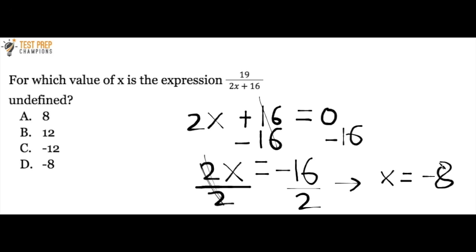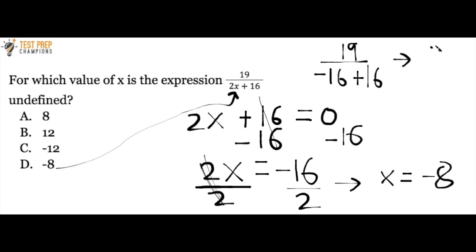And let me just explain before you get to the next question why this makes sense. Okay, if you try to come back here and you take this negative 8 and plug it into the equation here for x, all right, what's going to happen is you'll end up with 19 divided by 2 times negative 8, which is negative 16, plus 16. And negative 16 plus 16 is 0. So you'll end up with 19 divided by 0. And you can't do this. You can never divide by 0. All right, so that's why this makes sense.